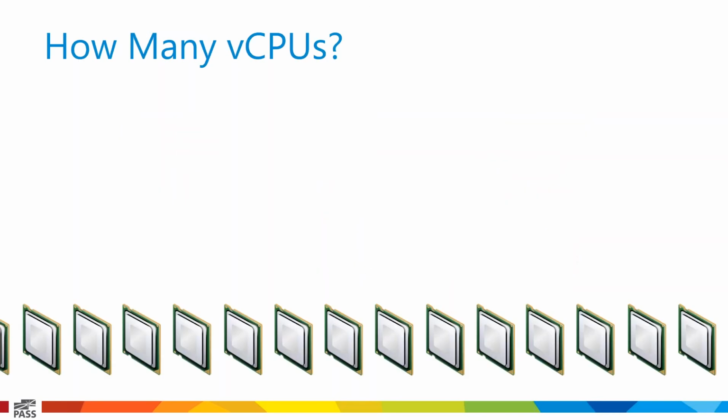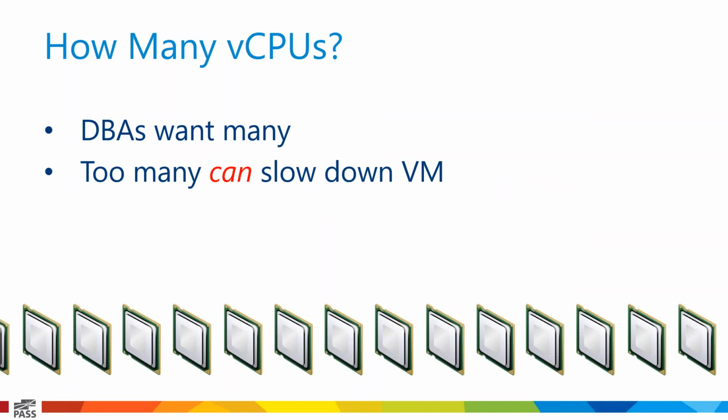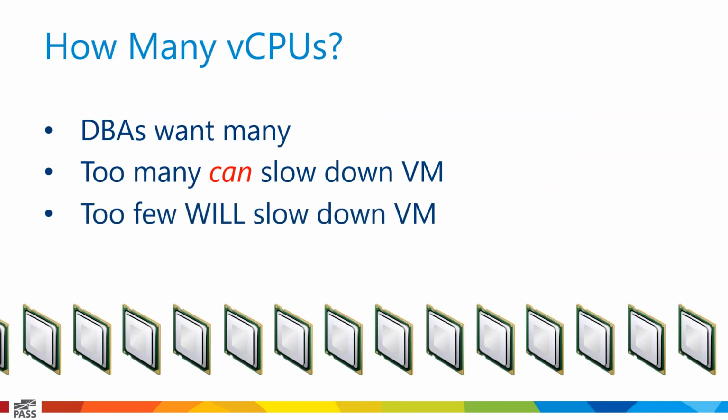So first and foremost, you've got a lot of options here. How many CPUs do you actually need on a given VM? Well, we're the DBA. We want as many as we can get, right? The challenge here is just like putting a parachute on a moving car, too many of these things can slow down a VM as much as having too few.